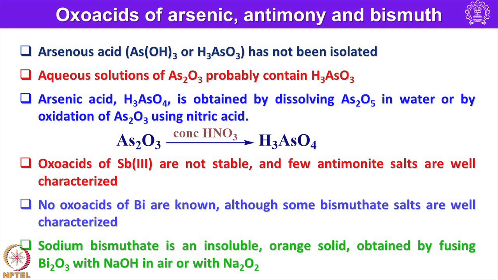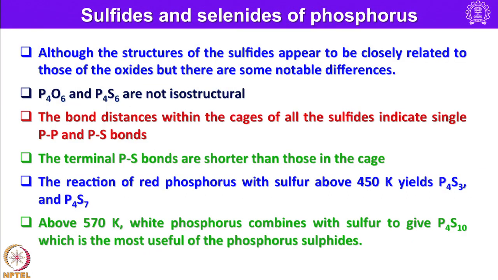Oxoacids of antimony are not stable and few antimonate salts are well characterized. No oxoacids of bismuth are known, although some bismuthate salts are well characterized. So, sodium bismuthate is an insoluble orange solid obtained by fusing Bi2O3 with sodium hydroxide in air or with sodium peroxide. Now, let us look into the sulfides and selenides of phosphorus.